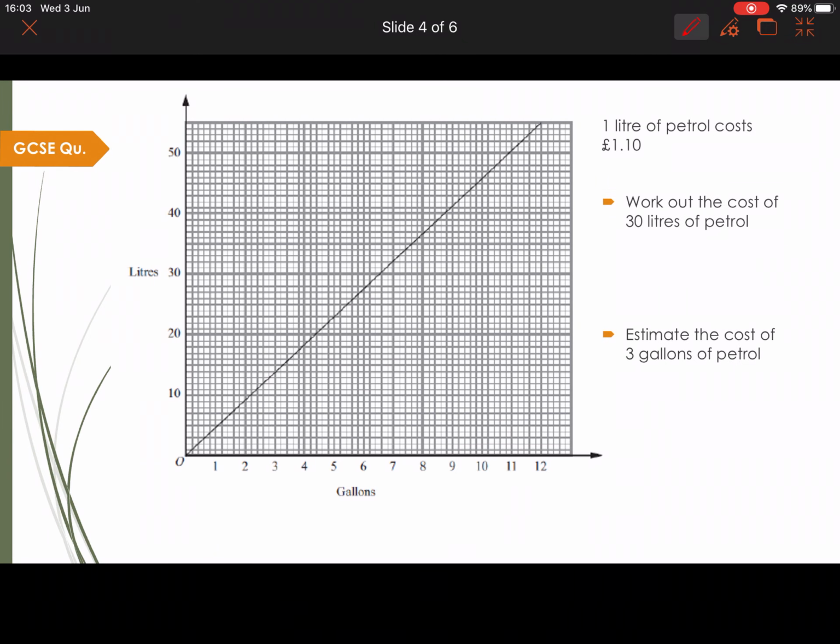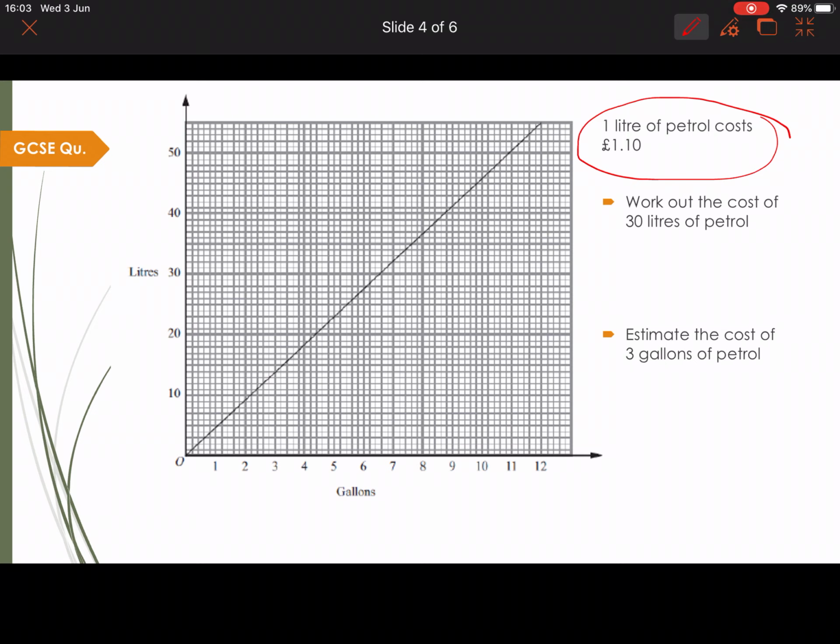Here's a GCSE question that compares litres to gallons. Make sure you look at the scale again on each axis, it's different. The gallons go up in ones while the litres go up in tens. You're also told that 1 litre of petrol costs £1.10, and you will be using that to help you answer the questions. Press pause and have a go, and when you're ready for the answer, press play.